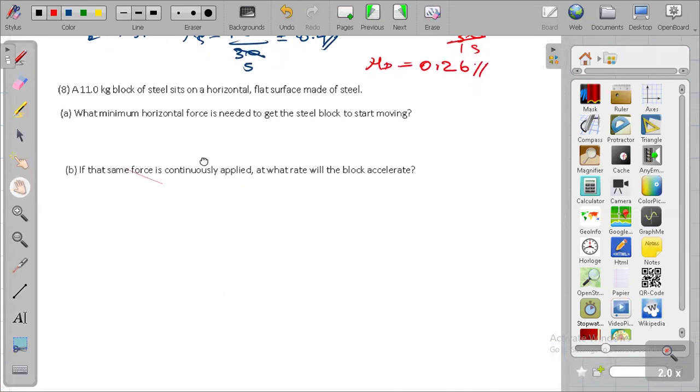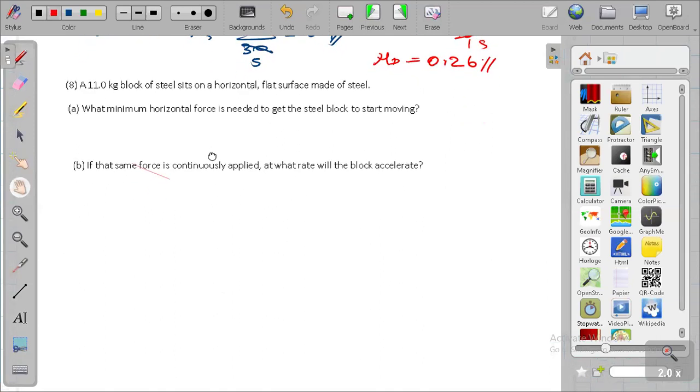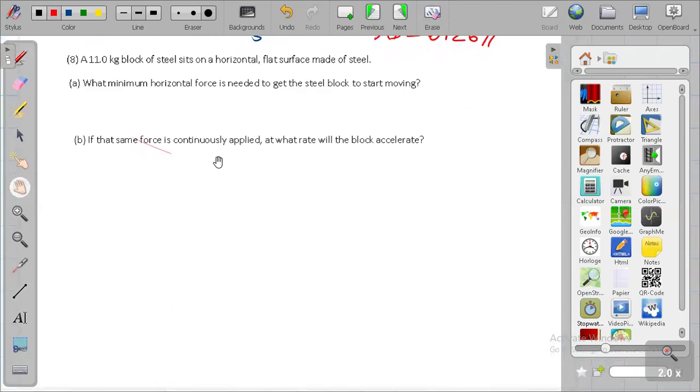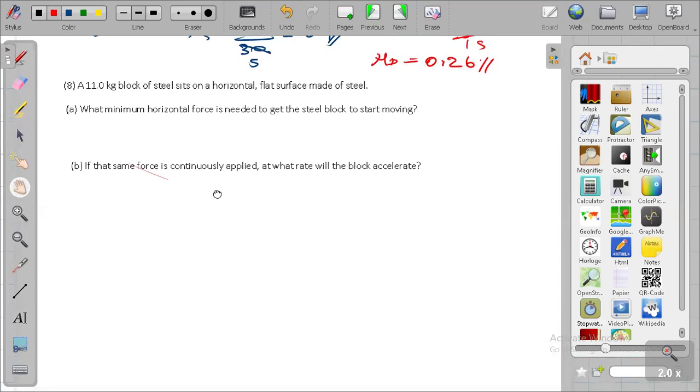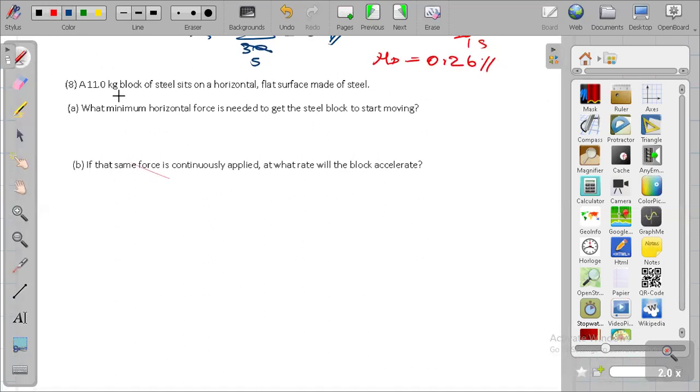A block. An 11 kilogram block of steel sits on a horizontal flat surface made of steel. What minimum horizontal force is needed to get the steel block to start moving? Okay.